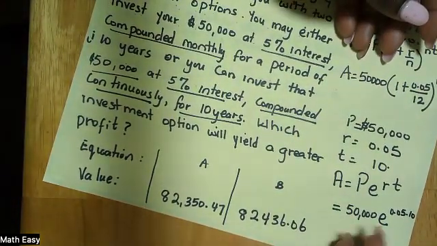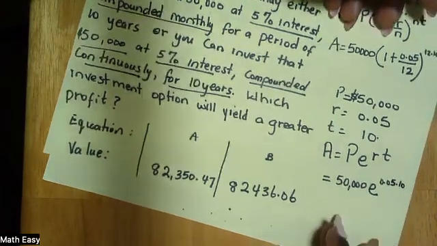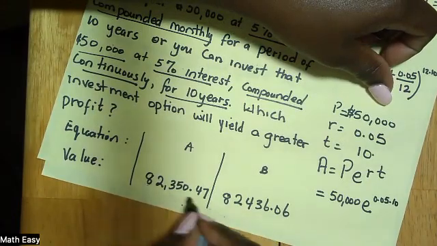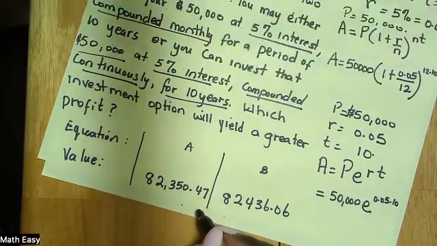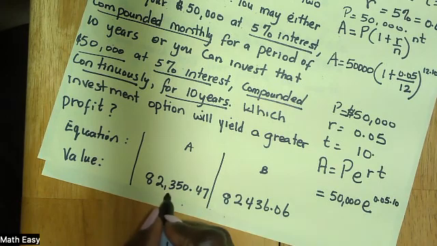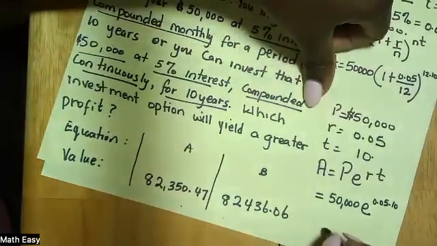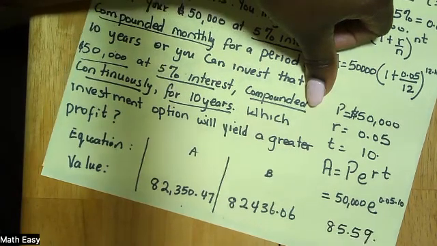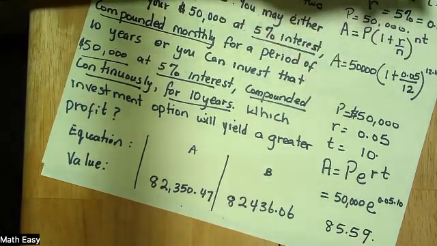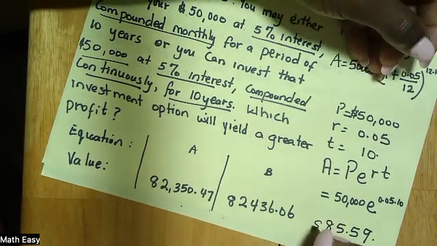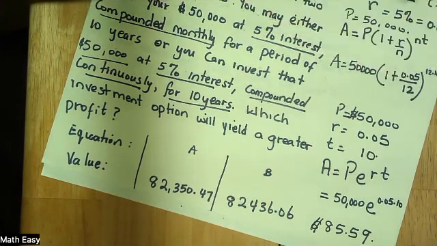Option A, option B? Well, from what we're seeing, option A has a higher yield. I'm sorry, option B, because we have 436 here and 350 there. So if we do the difference, we notice that option B is $85.59 more than option A. So if you had to choose, it would be better or wiser to choose option B.